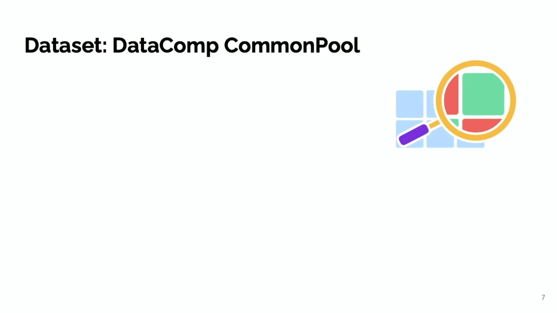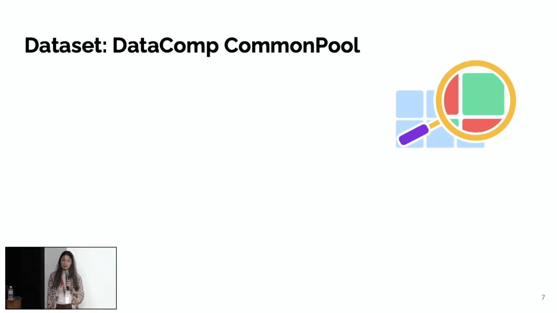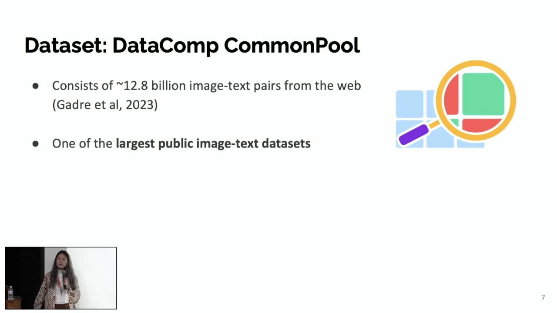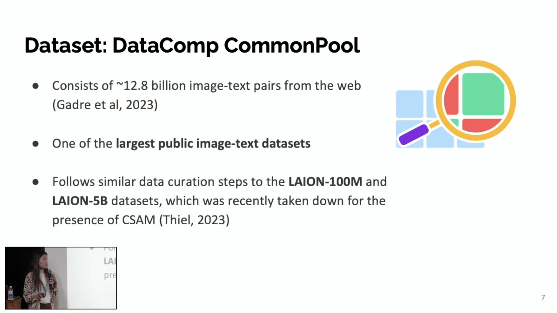Okay, for some background, we decided to focus on the DataComp CommonPool data set. This consists of 12.8 billion image text samples taken from the web, and to my knowledge is currently the largest publicly available image text data set out there. We focus on this data set because it's also the follow-up to the popular LAION data sets, of which LAION-5B last December was recently taken down due to the presence of CSAM, or child sexual abuse material. To understand how content like CSAM can end up in the data set, we need to understand how exactly these data sets were sourced and for what purposes.